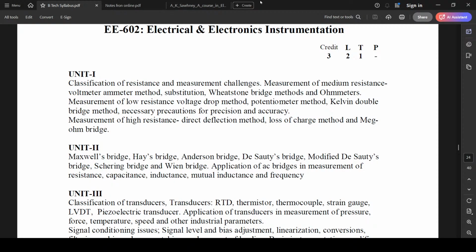The measuring classification of resistance and measurement challenges, and the measuring techniques of different types of resistances, like the medium, low, and high resistance.